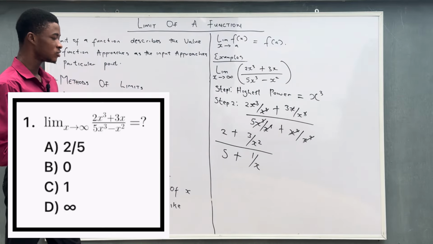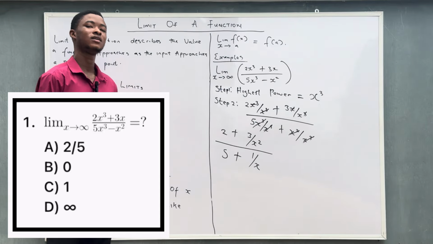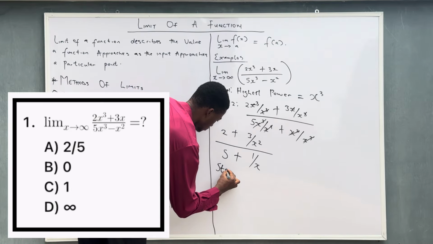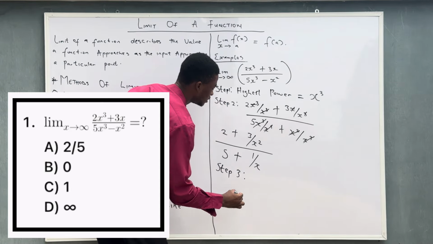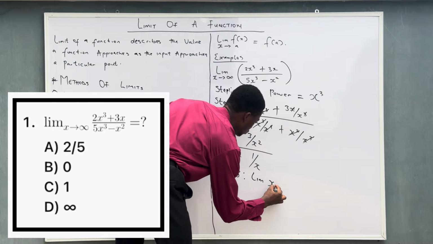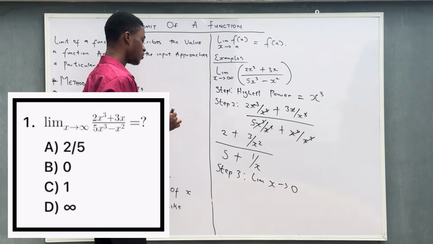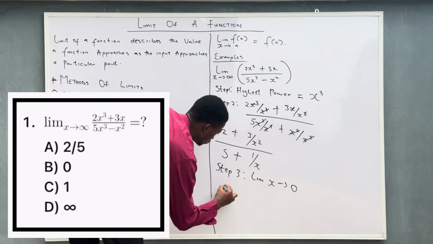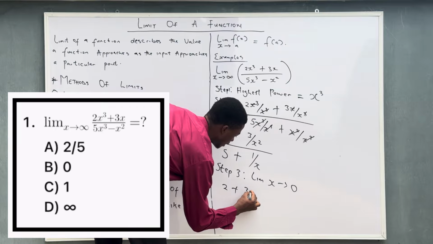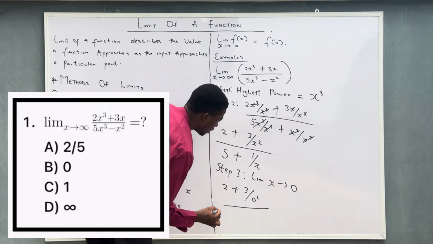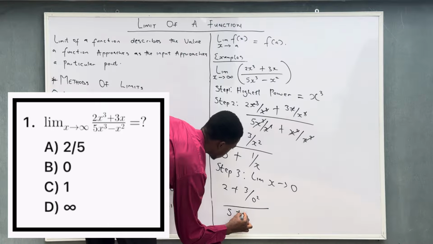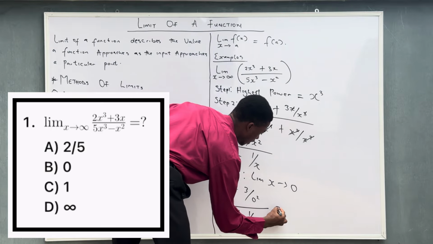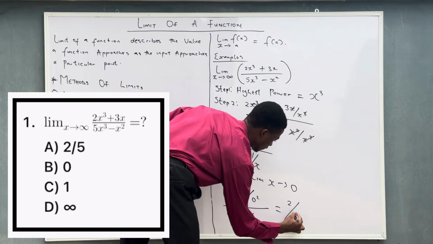So now that we have divided to get our final answer, the last step to do, which is step 3, is to what? Is to take the limit as x goes to infinity. So that means wherever we see x, we are going to substitute it. So in doing this, we have 2 plus 3 divided by 0 squared, all over 5 plus 1 divided by 0. So all this will be equal to 0. So we have our final answer to be equal to 2 divided by 5.